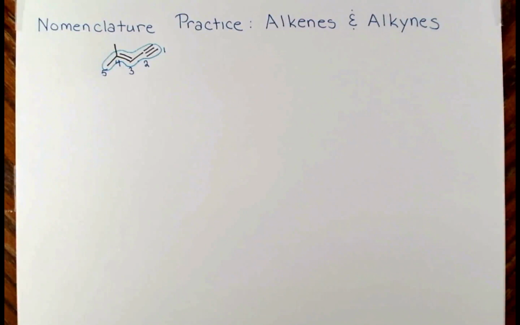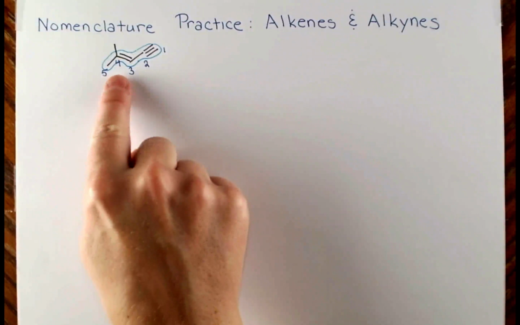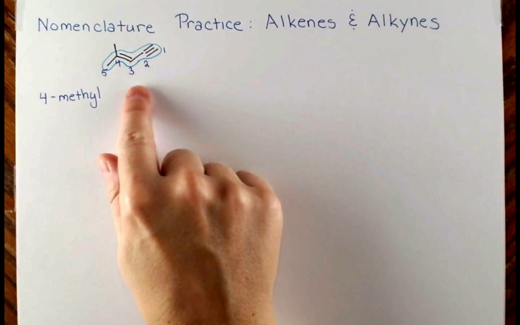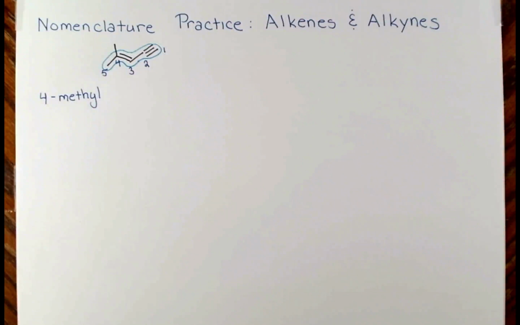Okay, now let's put together our name. At the 4 position, we have a group hanging off. That's a methyl. So we're going to begin this name with 4-methyl. Now we need to name our chain. It has 5 carbons, so it would be a pentane. We have an alkene and an alkyne in it, so it's actually going to be a pentenine.